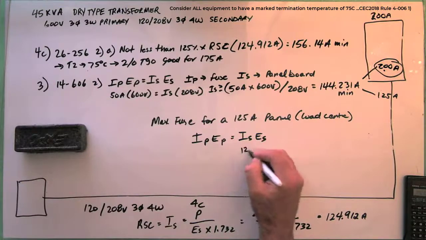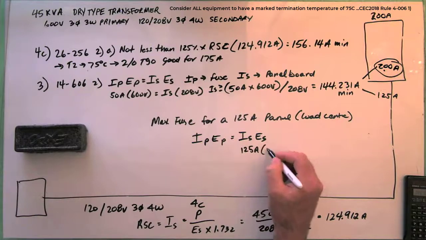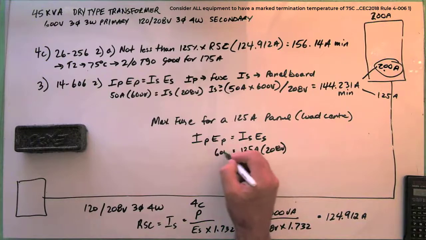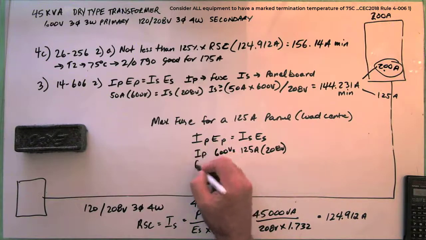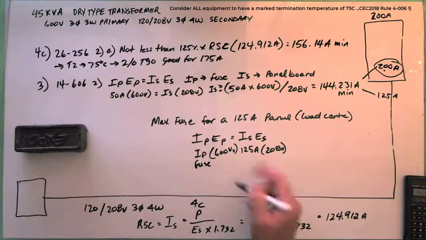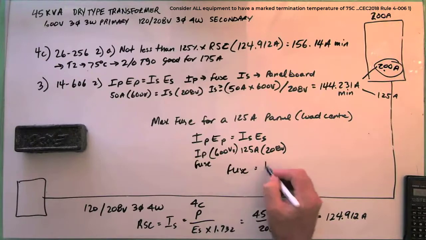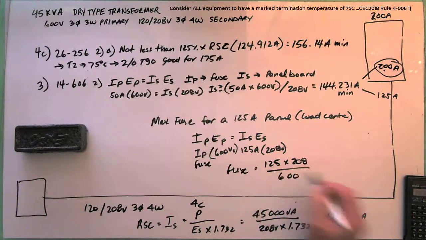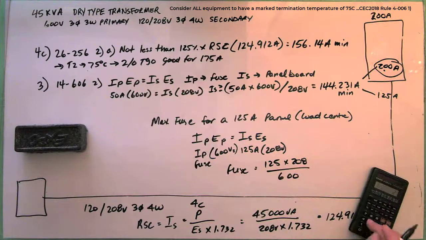Well, I have 125 amp, I'm going to erase this in a sec, times 208 equals 600, and I'm looking for the fuse here. I've got to get this 600 to the other side. So my fuse would equal 125 times 208 divided by 600. 125 divided by 208. No. 125 times 208 divided by 600.